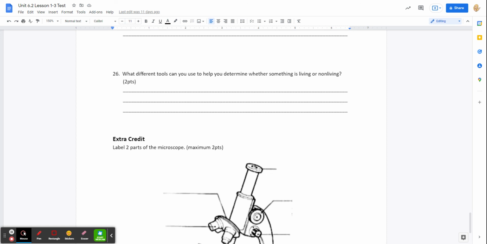26. What different tools can you use to help you determine whether something is living or non-living? So what types of different tools can you use? What different tools can you use to help you determine whether something is living or non-living? If you need a pause, feel free.